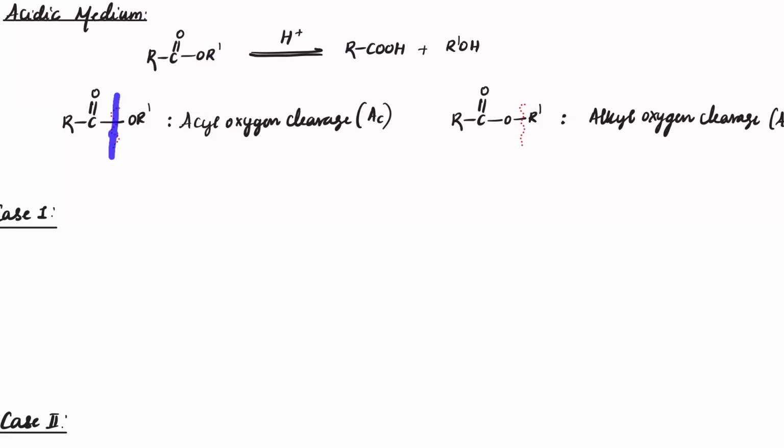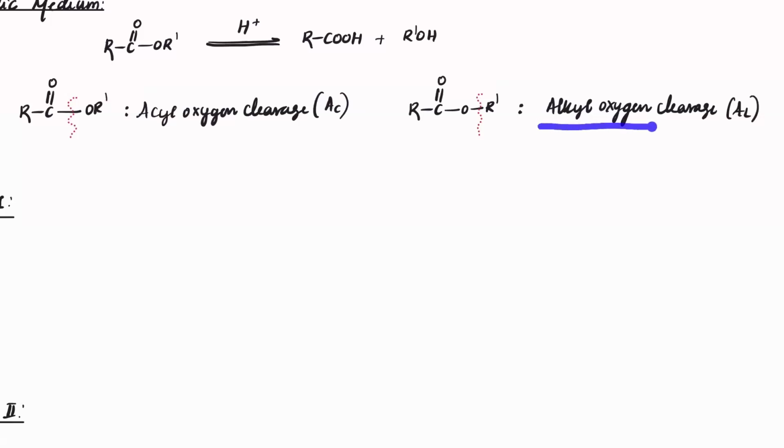One is between carbon and oxygen here, the acyl carbon and oxygen. The other bond breaking is alkyl carbon and oxygen. Since you are breaking an acyl bond here, you call it acyl oxygen cleavage, and the abbreviation that we use is AC, acyl. If the cleavage is happening between R and O, alkyl and oxygen, we call it alkyl oxygen cleavage. We call it AL.